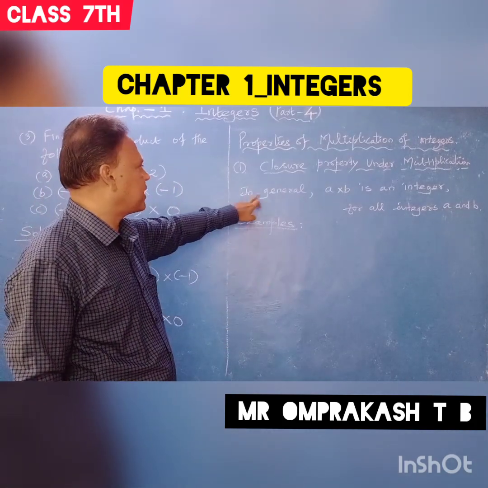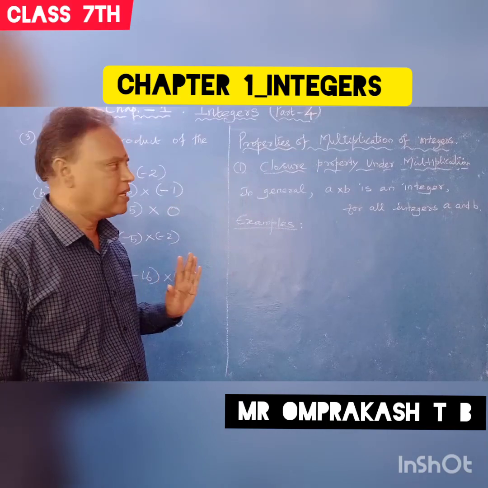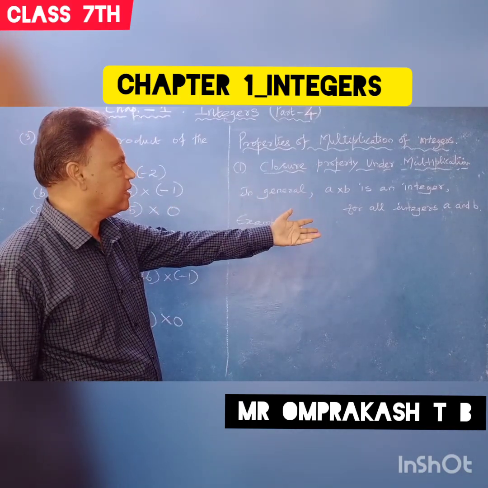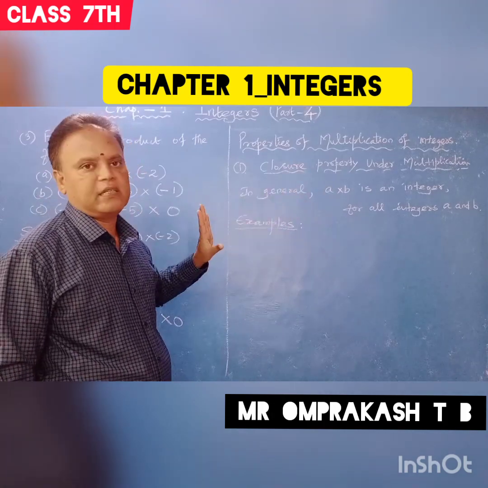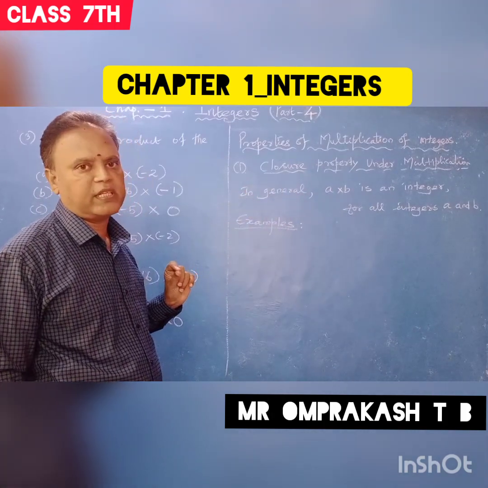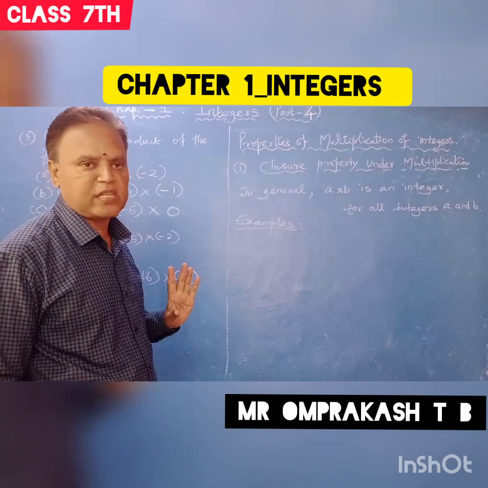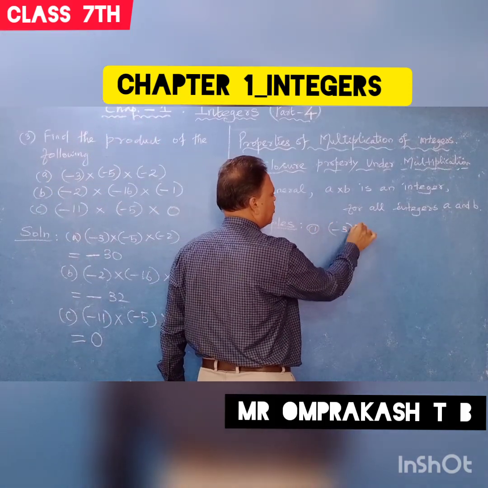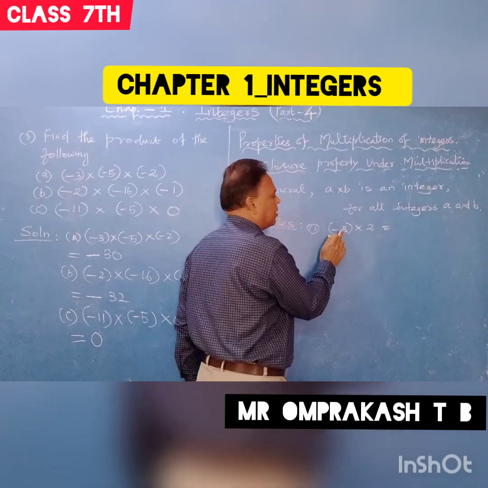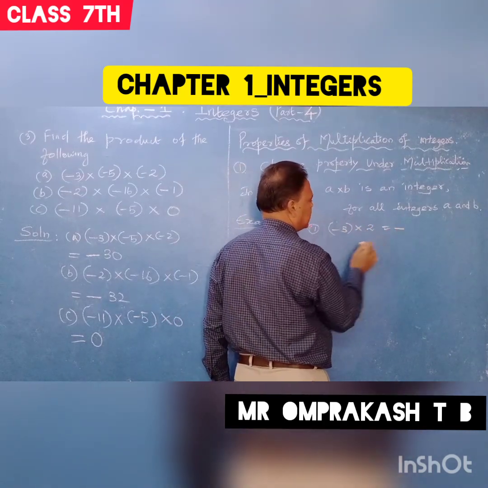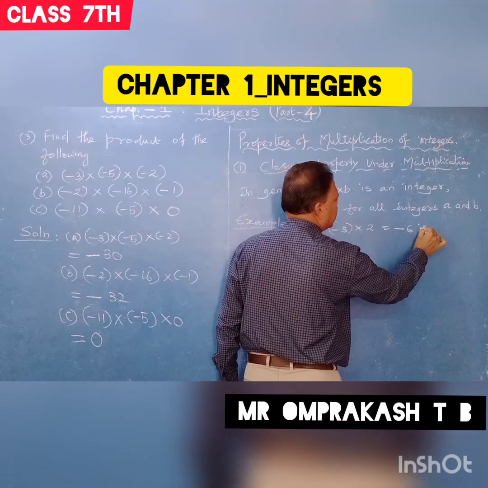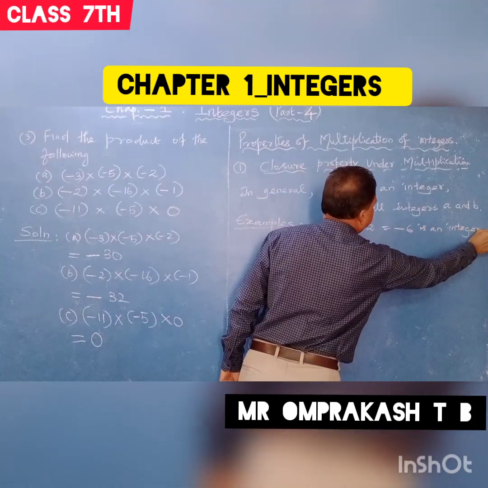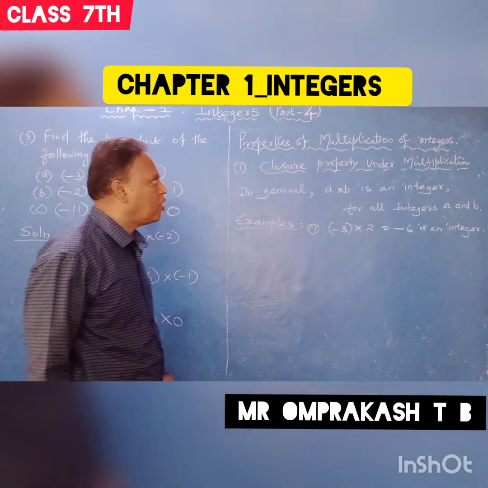So in general we will write a into b is an integer for all integers a and b. A and b any integer. Clear? Product is also an integer. That only says this general form. Clear? Now we will see some examples. Minus 3 into 2, what you will get? Minus into plus. Minus 3 into 2, 6 is an integer. Clear?